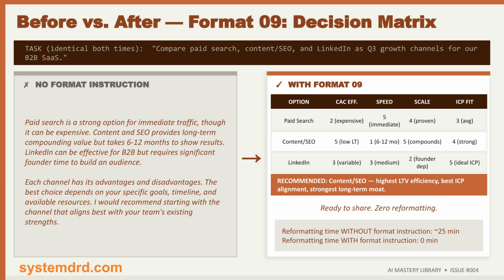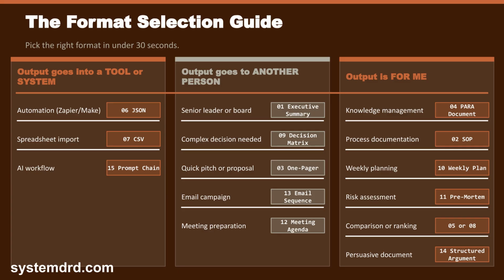Reformatting time without the format instruction, 25 minutes. With it, 0. The AI built the structure you needed, you just had to ask. 3 questions, 30 seconds, right format every time. First question: who or what uses this output?